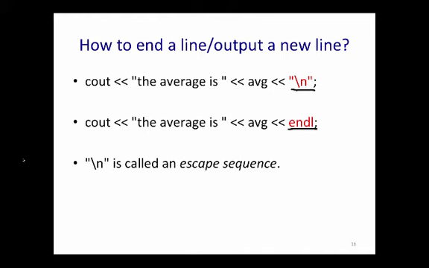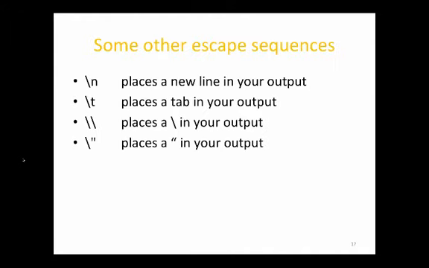\n is called an escape sequence because if I just used n, it would literally print out n, but by putting \n, it says this is a new line character. And there are a few such escape sequences. So \n means a new line. \t will put a tab in your output. If you really need to put a backslash in your output, you would have to put \\ in order for a single backslash to appear.